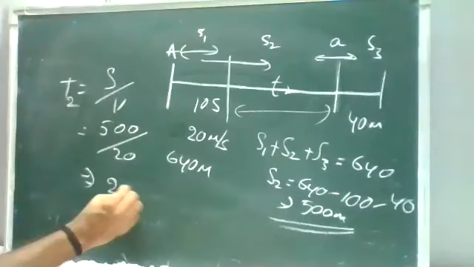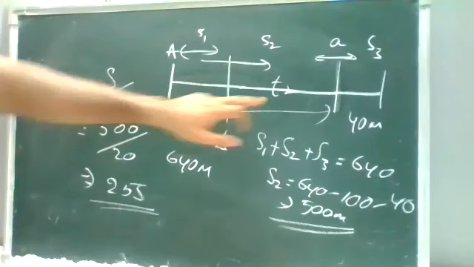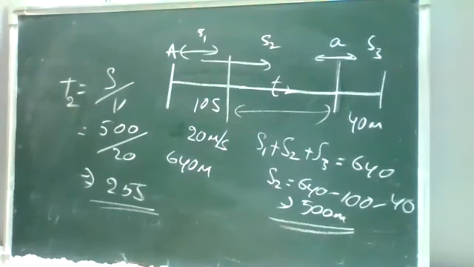25 seconds. Yes, ma'am. Correct. So the time period is 25 seconds for the second position. Now, the third position, S3. So we are going to find the third position S3, which we know is 40 meters.